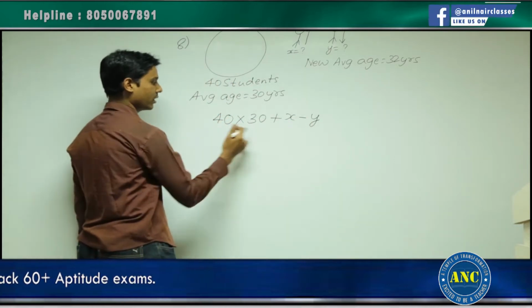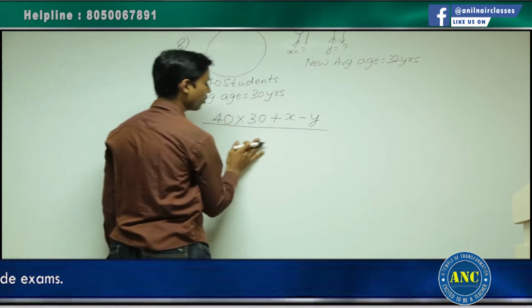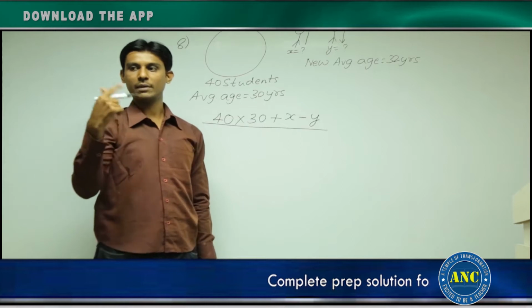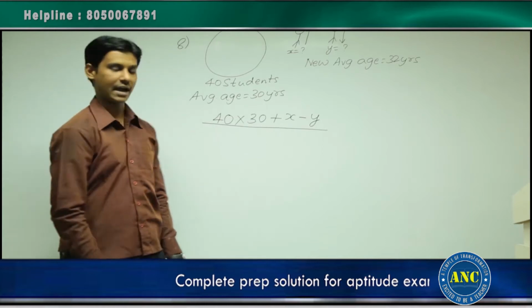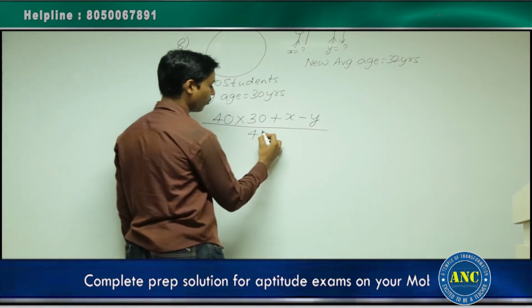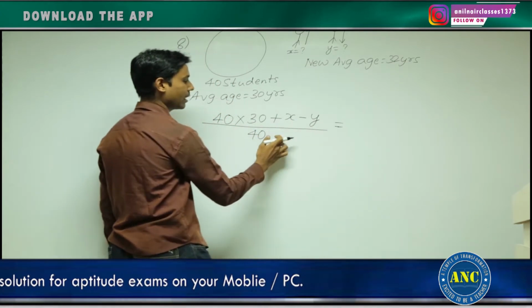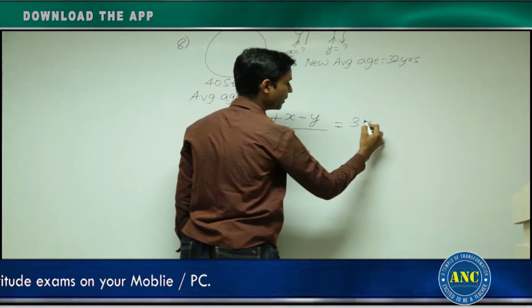This is sum of the quantities divided by number of quantities. Earlier 40 students were there. One student joined, it became 41. Another student left. Again it became 40 students. The number of quantities is 40. Because these things are happening, the average becomes 32 years.